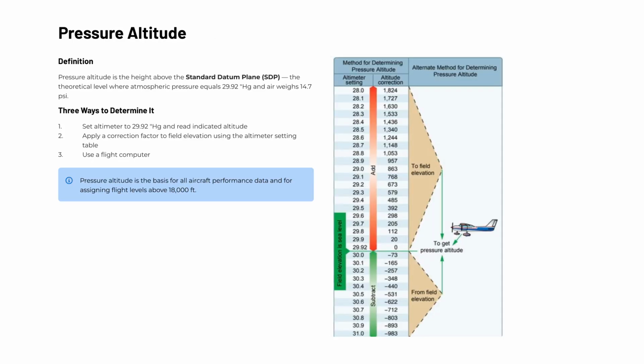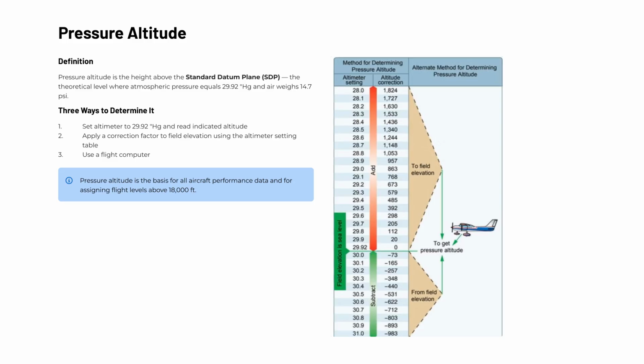Pressure altitude is one of the most fundamental concepts in aviation performance and flight planning, so it is important to understand exactly what it represents and how to determine it. Pressure altitude is defined as the height above the standard datum plane, a theoretical level where atmospheric pressure equals 29.92 inches of mercury and air weighs 14.7 pounds per square inch. In other words, it tells you where you are in relation to a standardized atmosphere, rather than your actual height above the ground or sea level.